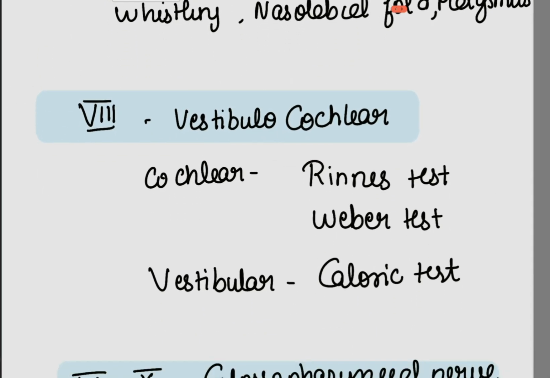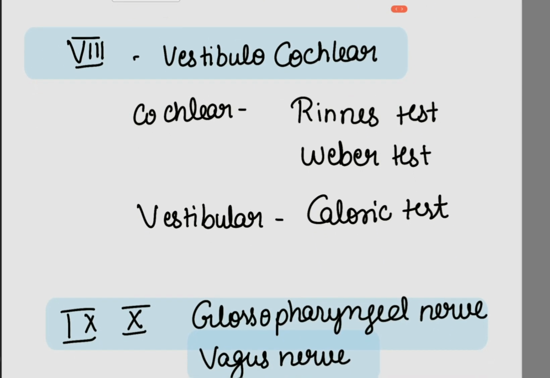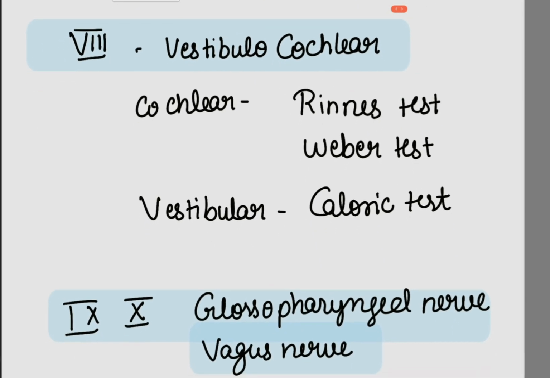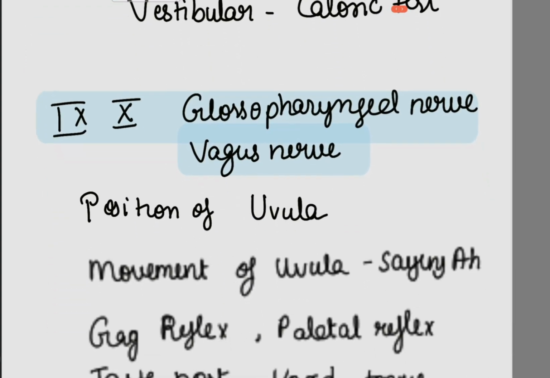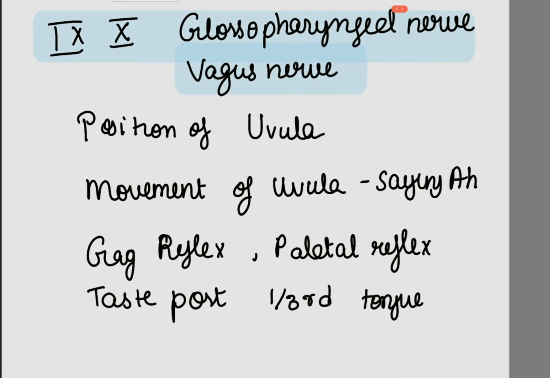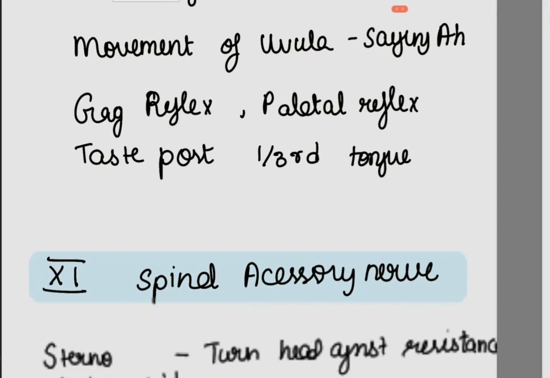Then we'll move on to the eighth cranial nerve, that is the vestibulocochlear nerve: cochlear Rinne's test, Weber's test, vestibular caloric test. Then we go on to the ninth and 10th, that is the glossopharyngeal nerve and vagus nerve, in which we examine the position of the uvula, then movement of the uvula, asking the patient to say "ah", look for gag reflex, palatal reflex, and test of the posterior one-third of the tongue.